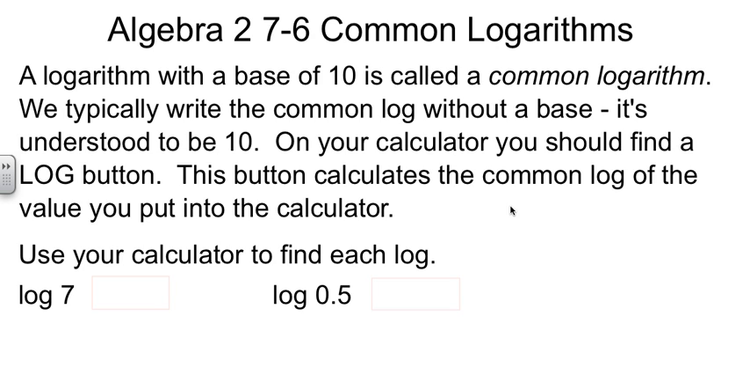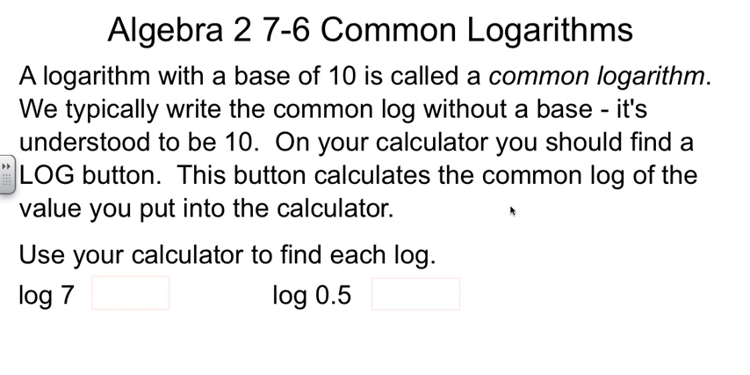Typically, when you write the common log, you don't write it with the base on it. It's understood to be 10 unless they tell you otherwise. Now, on your calculator, you should see a button that says log. It may be hidden inside a menu. If you don't find your log button, make sure you ask me in class. I'll help you find where it is. Sometimes they do like to hide them. But this log button calculates the common log of some value.